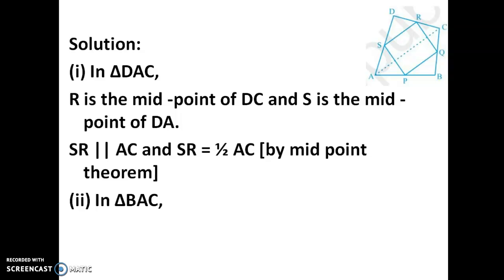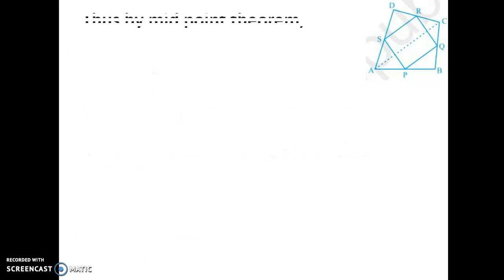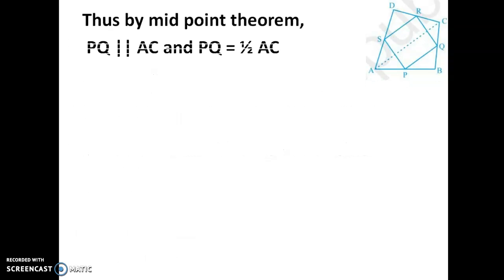Now taking the second triangle, that is BAC. In this triangle, similarly, P is the midpoint of AB and Q is the midpoint of BC. So by the midpoint theorem, in the same way we can say that PQ is parallel to AC, and PQ is half of AC. As we said for SR, the same way for PQ we are saying that it is half of AC.